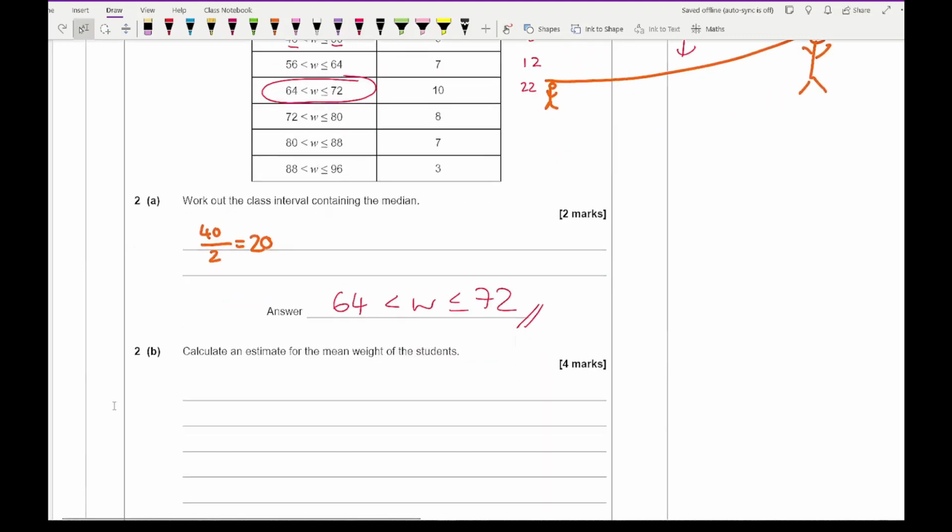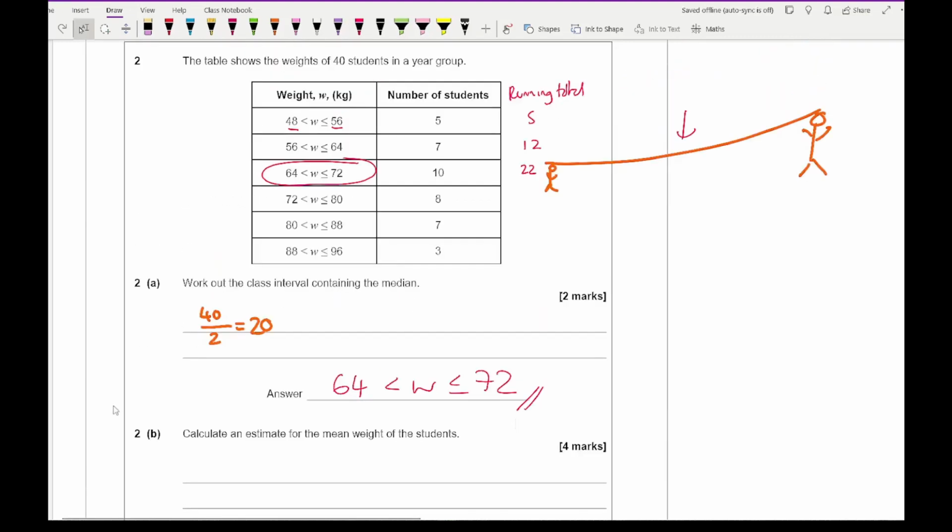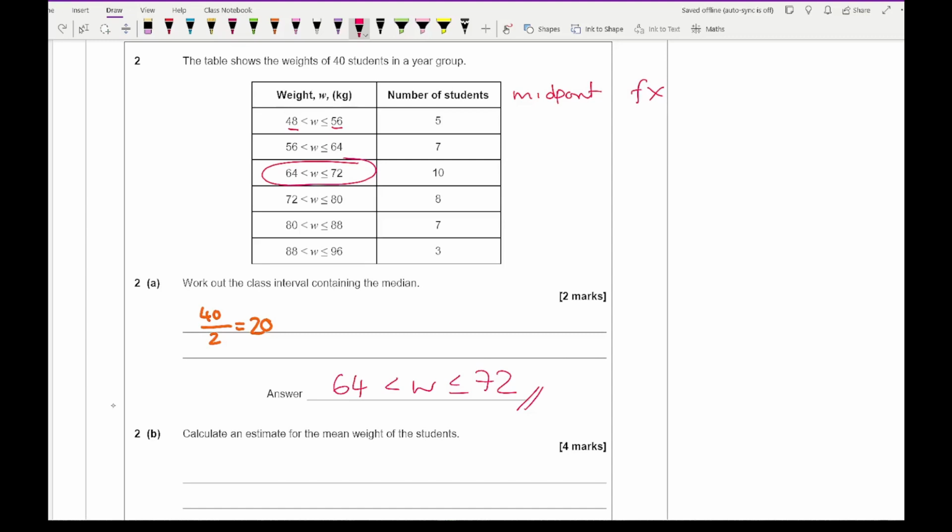It then says estimate the mean weight of the student. So if I just get rid of all of this, as I've got group data, I need to create a midpoint column and then an FX column. So midpoint again is, if you're not sure about the midpoint, just simply add the upper and lower bounds together and divide by 2. So this has got a class interval of 8, so it's going to be 52.